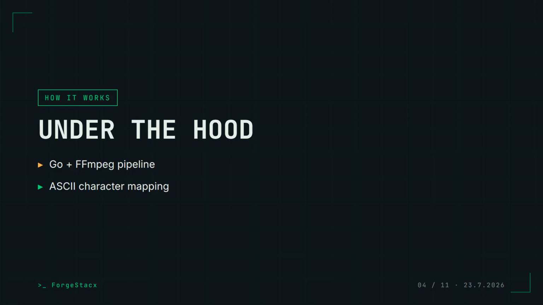Each captured frame is then processed and mapped to ASCII characters based on pixel brightness and color values. Bubble Tea and Lip Gloss handle the terminal rendering, keeping everything responsive and visually clean. The whole process runs in real time, so what you see on screen is live from your camera.